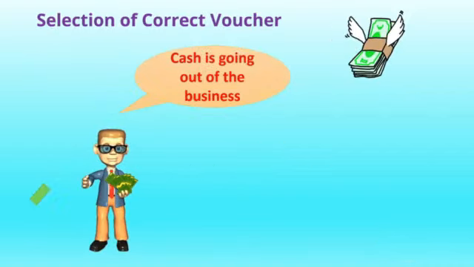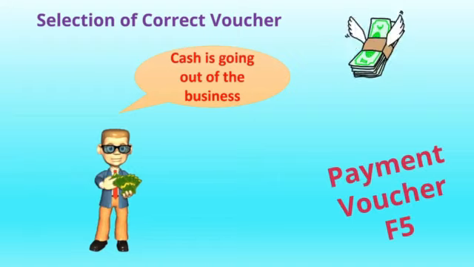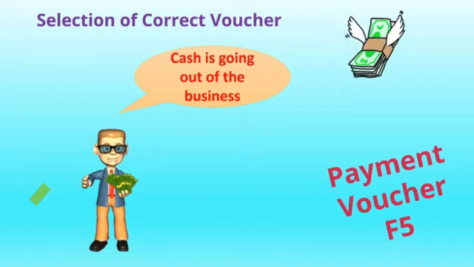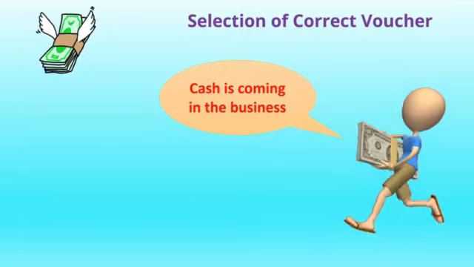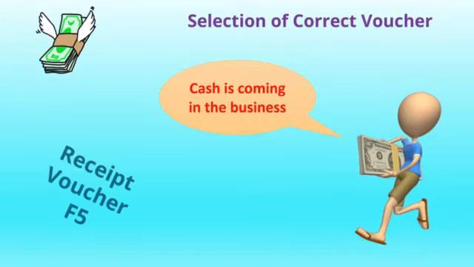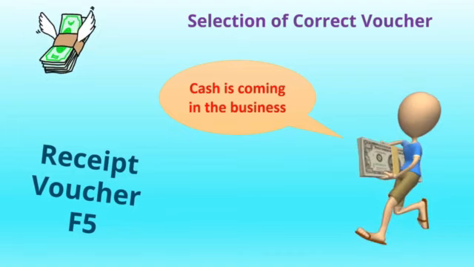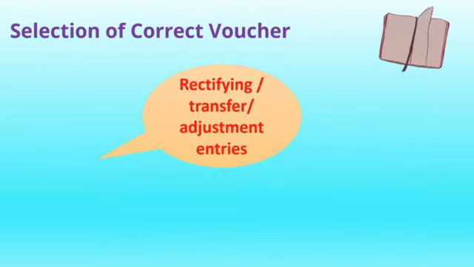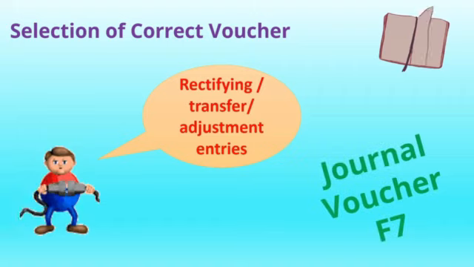Whenever you are giving cash to someone or cash is going out of the business, then that type of transaction can be recorded in payment voucher type. Next one, where you are receiving cash from someone, that means the cash is coming into your business, then such type of transactions can be recorded in receipt voucher. The next one, whenever there is any rectifying, transfer or adjustment type of entries, then those entries can be recorded under journal voucher type.